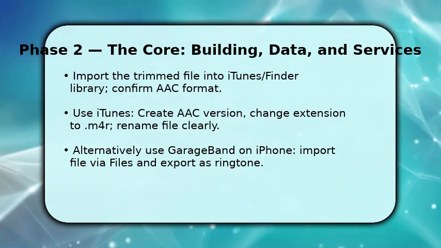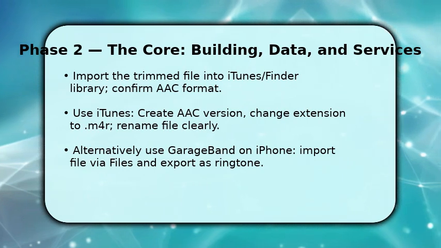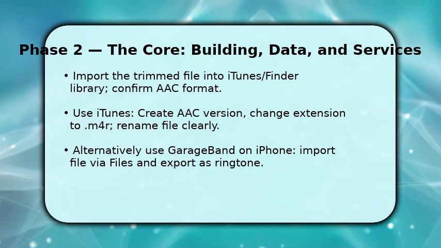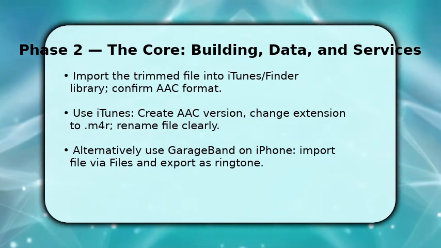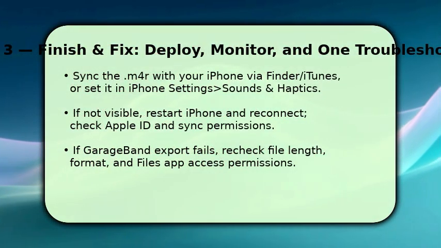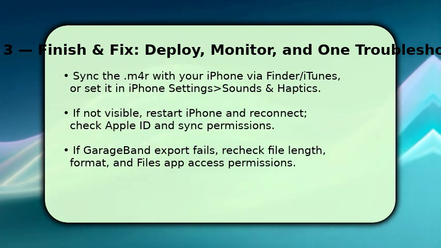If you prefer on-device work, import the same trimmed file into GarageBand's audio recorder, place it in a ringtone-length track, then export ringtone. Either path yields a M4R ringtone ready to finish by putting the ringtone on your iPhone and selecting it. If you used Finder or iTunes, connect your iPhone, drag the M4R into tones, then sync.